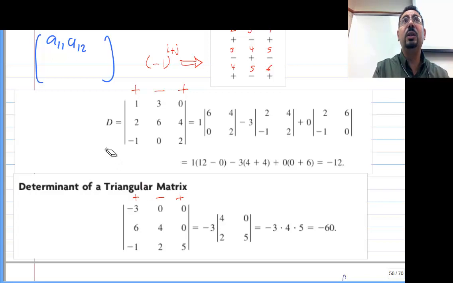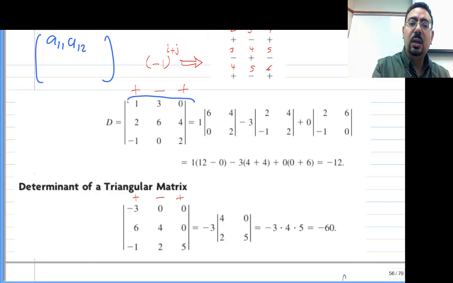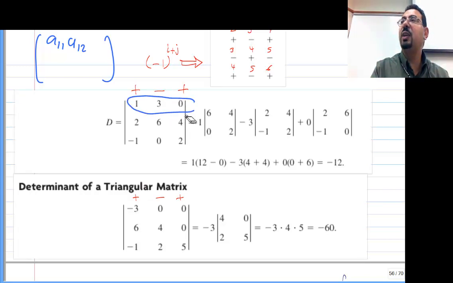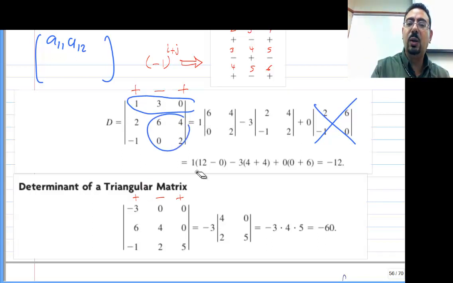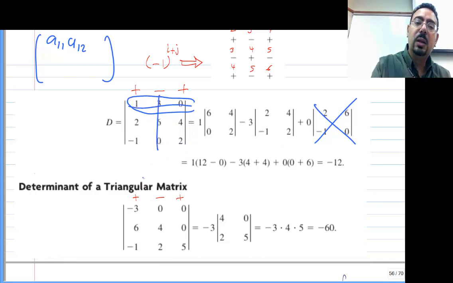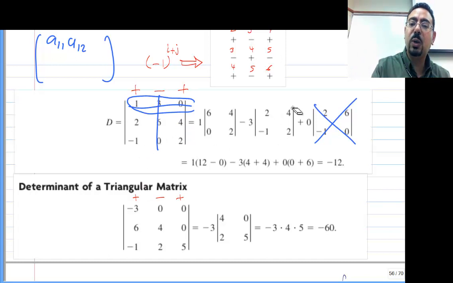So here is another example where he's trying to get the determinant by the first row. He can do that, right? Why is he doing this? Because that 0 is very convenient. See? That 0, we don't even need to worry about. But the 1 is basically multiplied by this, the 6, 4, 0, 12. So it's 6 times 2 minus 4 times 0, 12. Right? And the minus 3, what does the minus 3 get multiplied with? The 2, minus 1, 4 and 2.